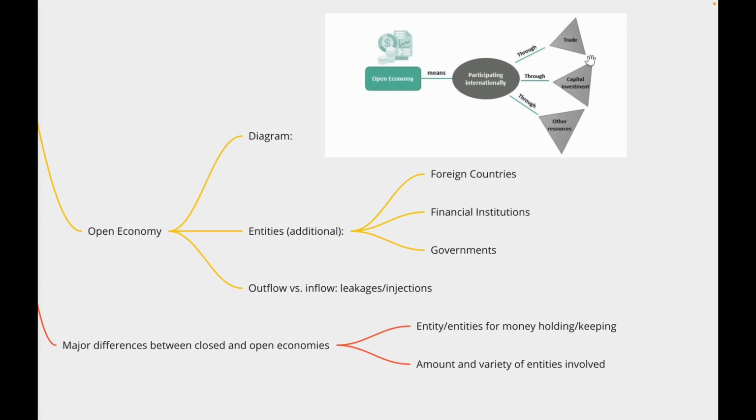And there are interactions between all these entities. So in this model, we have the outflow and the inflow. In other words, they're called leakages or injections. Leakages are referring to the money that flows out of an economy via either savings, taxes, or imports. And injections, on the other hand, are money that flows into an economy via investment, government spending, or exports.